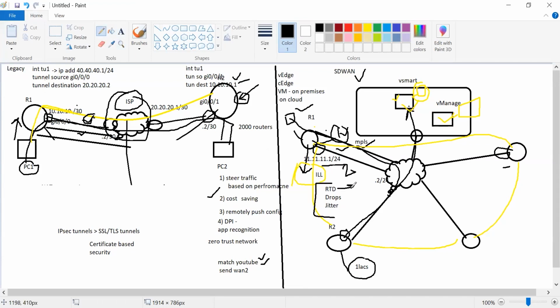In case RTD, in case latency goes more than, let's say, 100 milliseconds, we can define an action. That in case latency between R1 and R2 goes more than 100 milliseconds, do this. We have things customized.